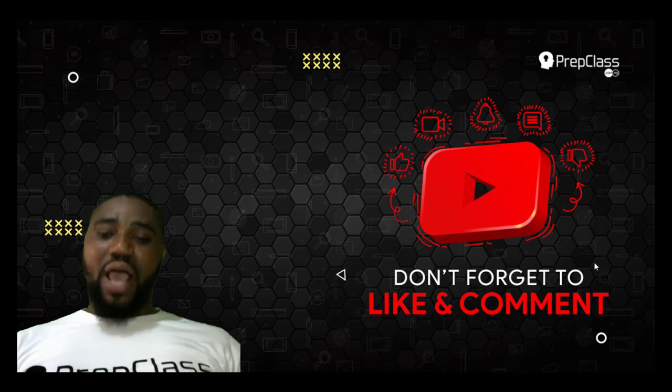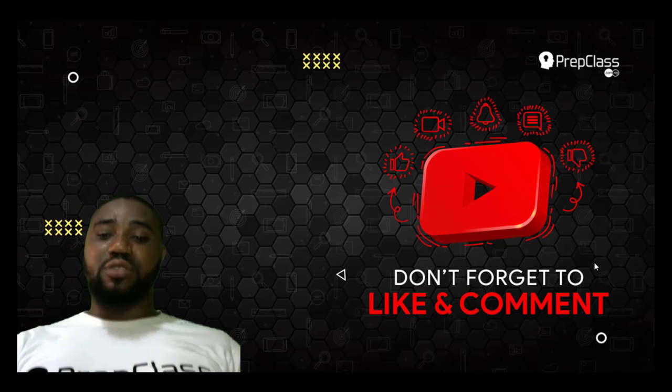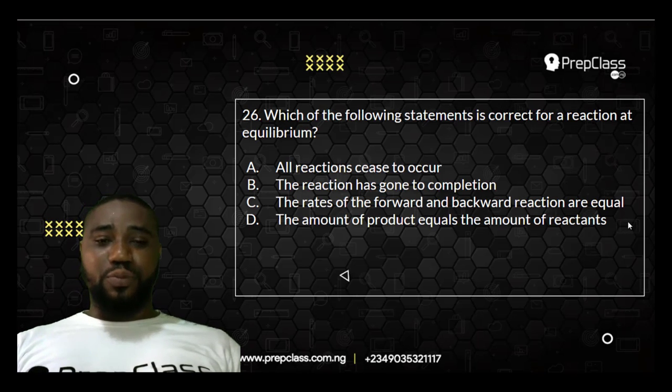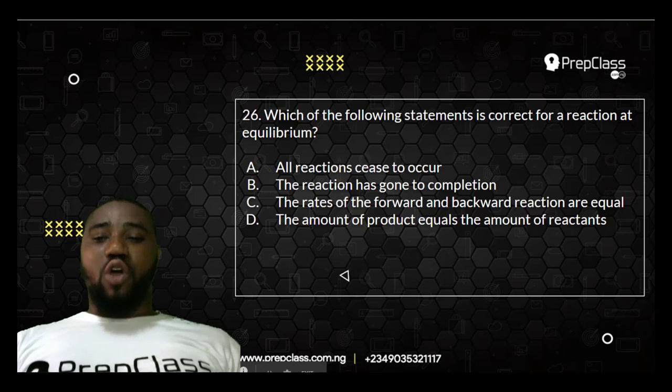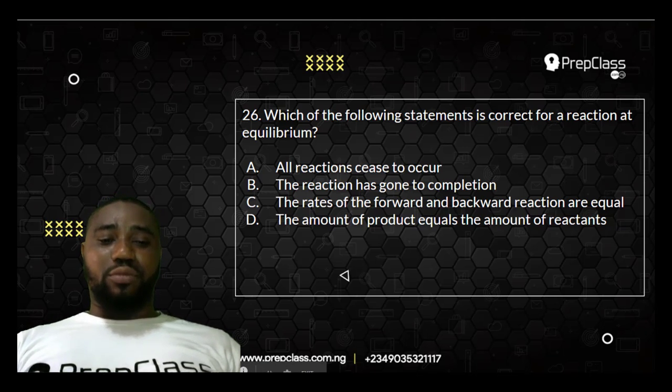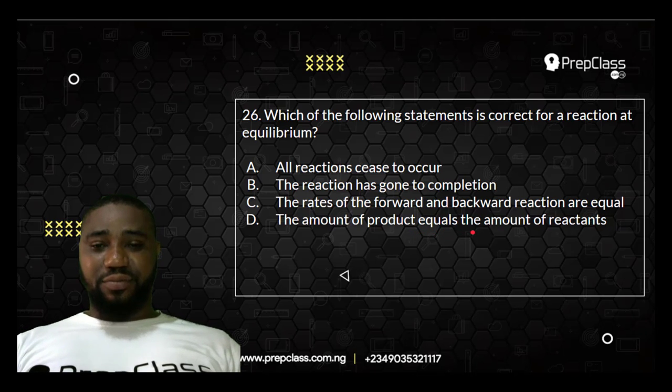So quickly, we are going to be looking at questions 26 to 30 of WAEC 2020 on chemistry. So let us go. Number 26. Which of the following statements is correct for a reaction at equilibrium? A. All reactions cease to occur. B. The reaction has gone to completion. C. The rates of the forward and backward reactions are equal. And D. The amount of product equals the amount of reactant.